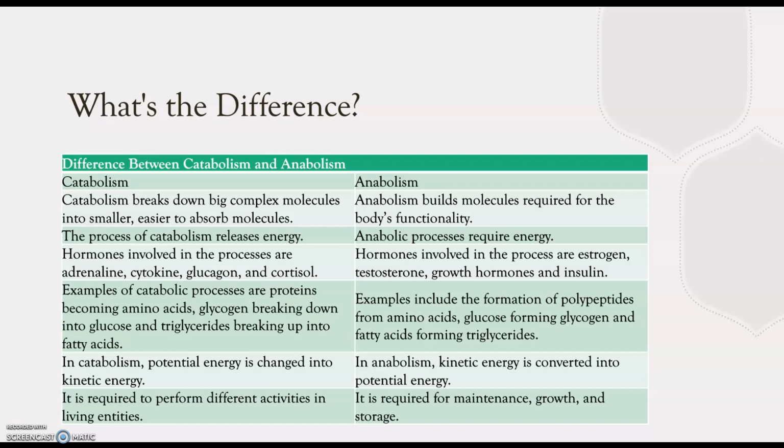what's required. So required to perform different activities in living entities is catabolic, and required for maintenance, growth, and storage is anabolic. So that would be for the photosynthesis, which goes into the growth of plants and bacteria.